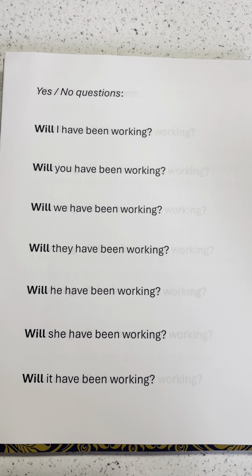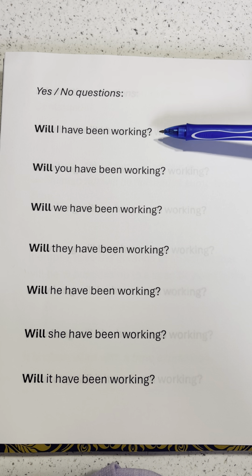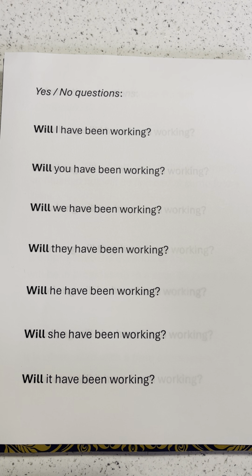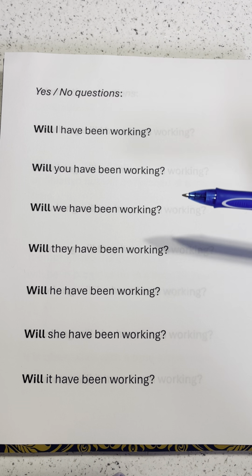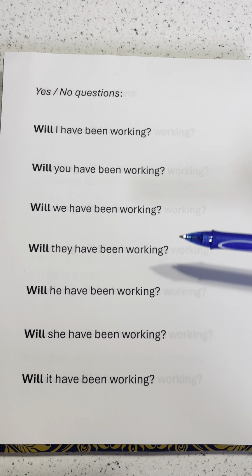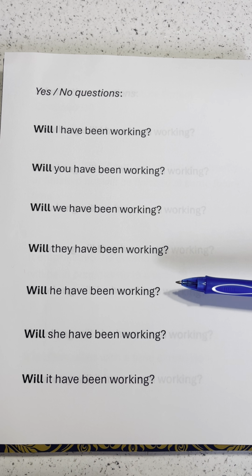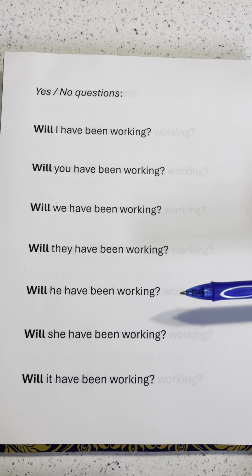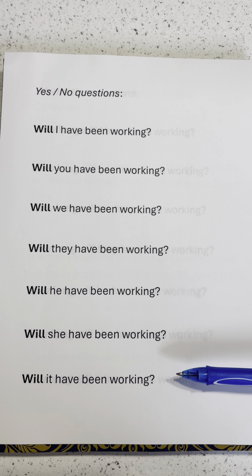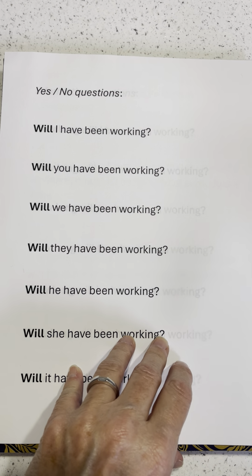Okay, so if we're going to write some yes/no questions, just like the other tenses, that's not difficult. We just reverse the subject pronoun and the word will, or the first two words. So I will have been working as a yes/no question would be, will I have been working? Will you have been working? Will we have been working? Will they have been working? Will he have been working? Will she have been working? Will it have been working?